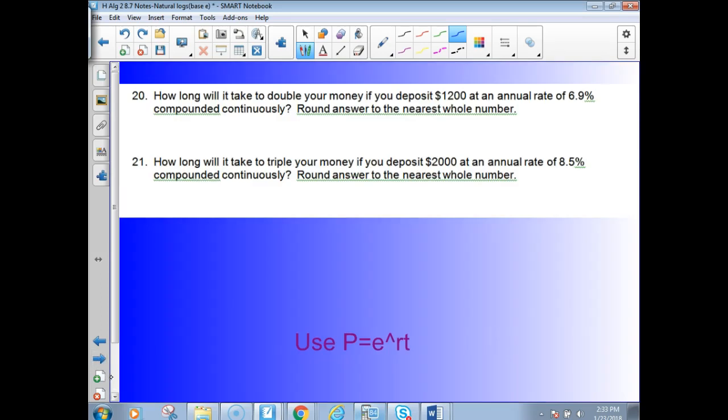All right, how long will it take to double your money if you deposit $1,200 at an annual rate of 6.9% compounded continuously? Since it's compounded continuously, the amount in your account is equal to P times e to the rt. How much are you going to have in your account if your money doubles? 2,400. That's going to equal 1,200, the principal, times e to the rate of 0.069t, and you need to know t, the time. We are no longer going to use the graphing calculator for this problem. We're going to solve it using logarithms.